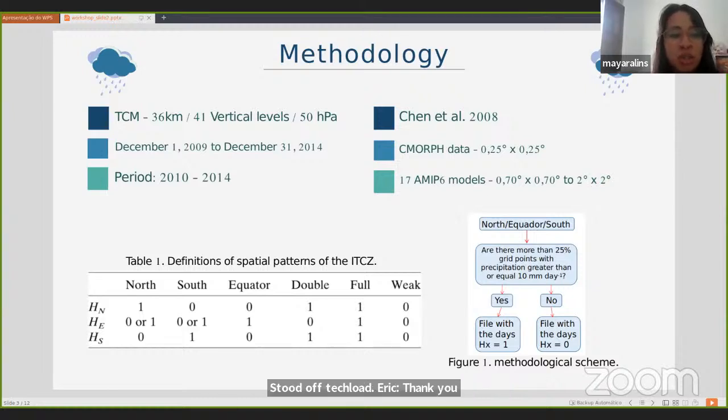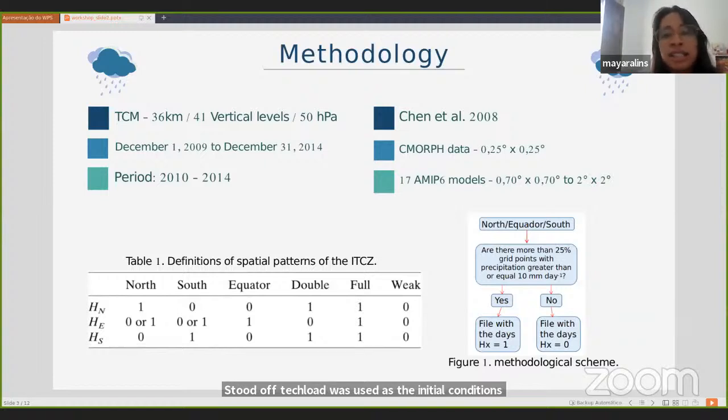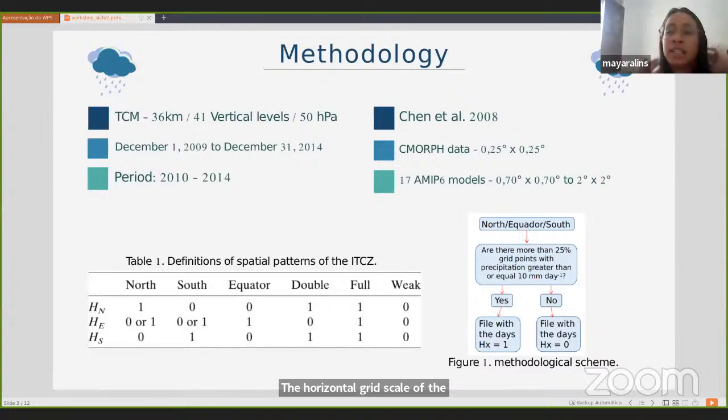Well, the methodology. The TCM simulations were conducted at the Florida Institute of Technology. ERA-Interim was used as the initial conditions. The horizontal grid scale is 36 kilometers with 41 vertical levels, and the top of the model at 50 hectopascals. The TCM was integrated from December 1st, 2009 to December 31, 2014. But the first month was the spin-up, so this study assesses the period of 2010 to 2014.